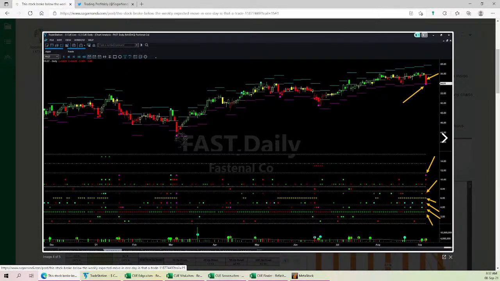And this is the chart with the expected move. It hit the lower expected move yesterday. That was the first trading day of the week. And if you looked at the other momentum signals, firstly here the candle color is bongo. Bongo turned red.